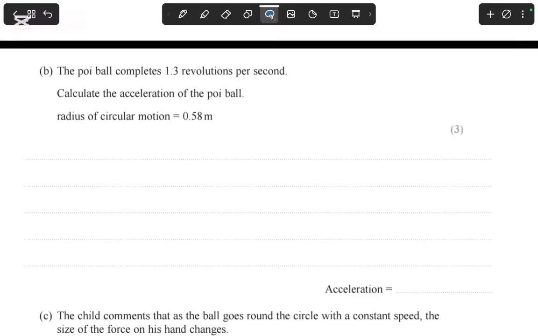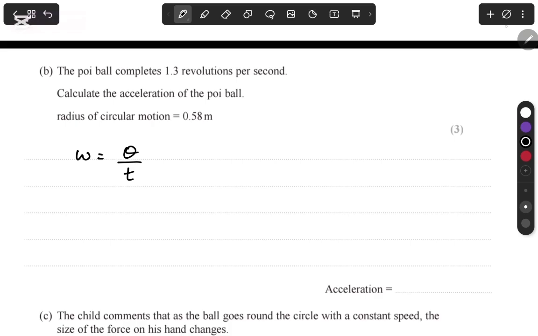So part B, the poi ball completes 1.3 revolutions per second. Calculate the centripetal acceleration of the poi ball. And they've given us the radius of the circular motion as 0.58 meters.